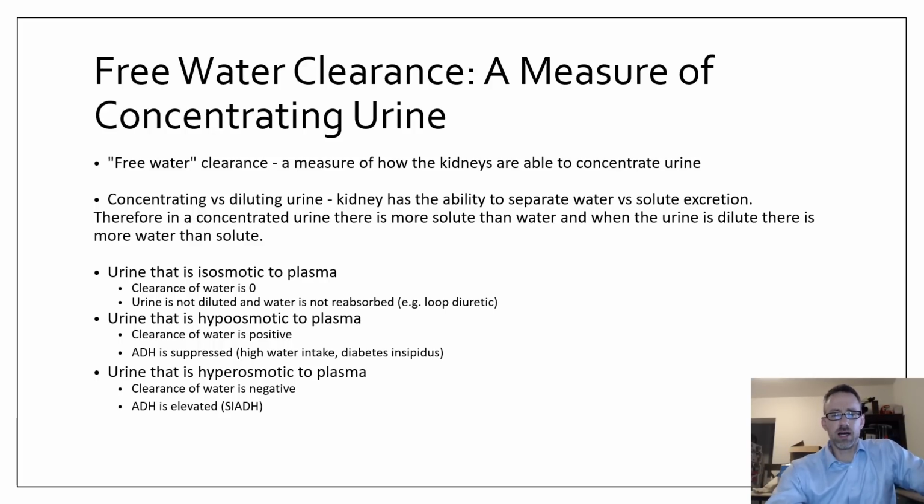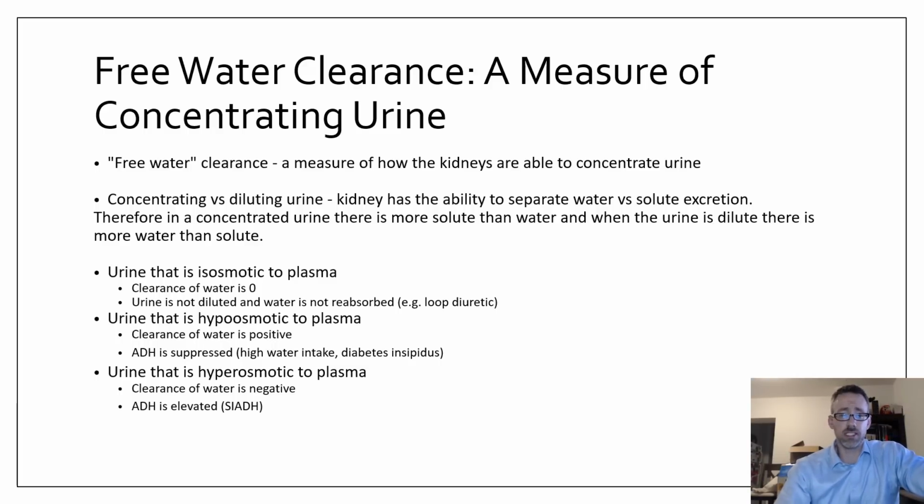And then lastly, urine that is hyperosmotic to the plasma. So if it were 285 in the plasma and the urine is, say, 1200 milliosmoles, that would be hyperosmotic urine. And we call this the clearance of water is negative, meaning we didn't really clear the blood plasma of much free water. And so we'll say the clearance of water is negative, and the ADH would be elevated in this case. So in high levels of ADH and dehydration, you'd have a very concentrated urine. It would be more hyperosmotic, and that would be normal.